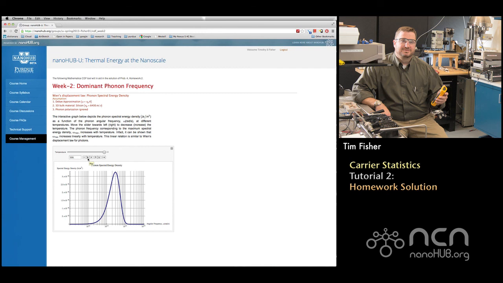By pressing the play button, I can let this change dynamically, so you can see that as the temperature increases, the shape of the distribution remains the same, although the frequency at which the maximum in the spectral energy density occurs increases. And if you plot the frequency at which the maximum in the spectral energy density occurs versus temperature, we should get a linear relation, which we numerically derived while solving the problem.